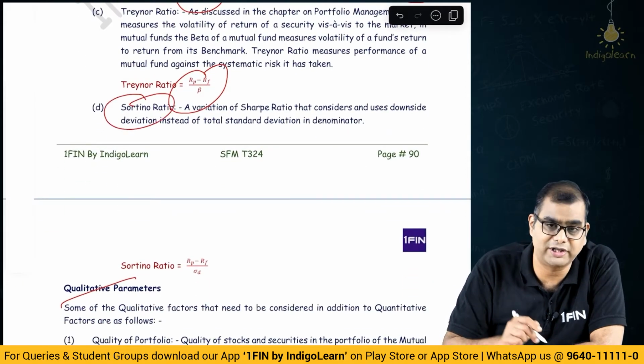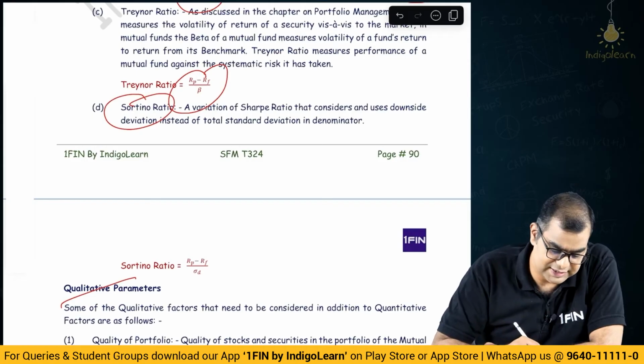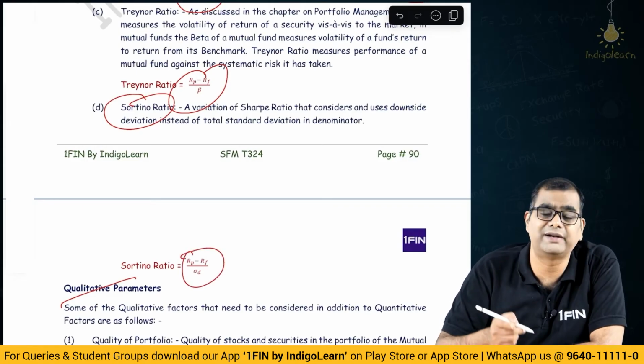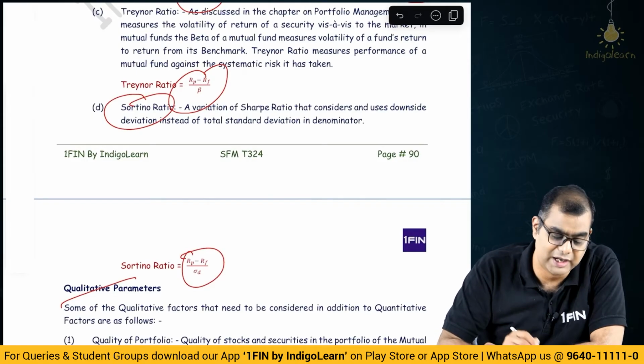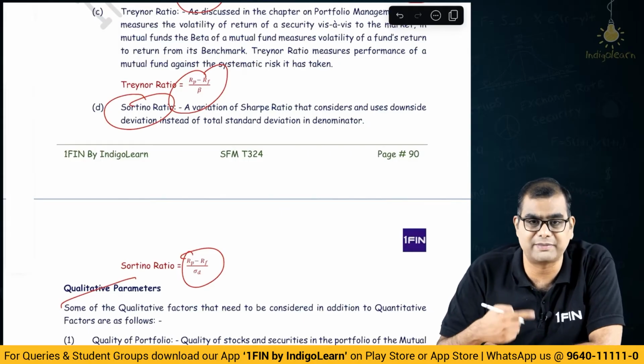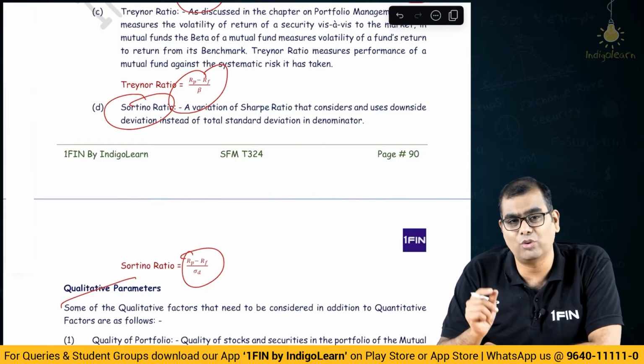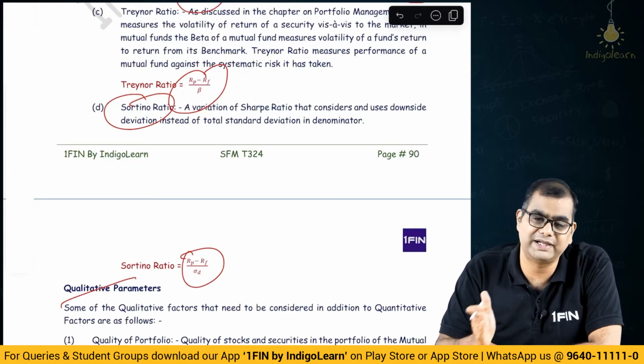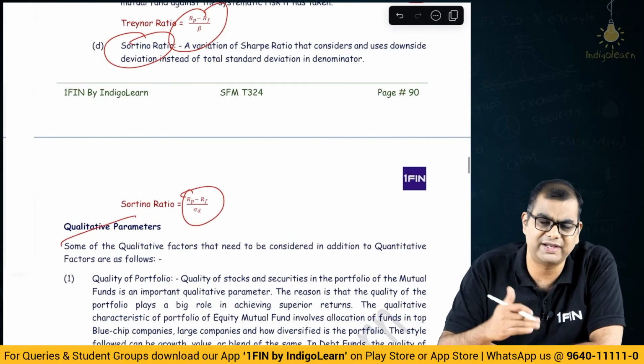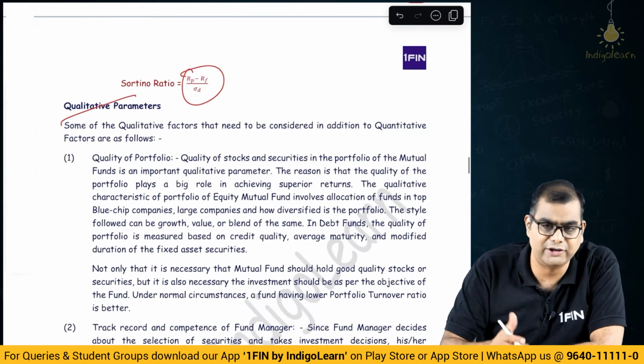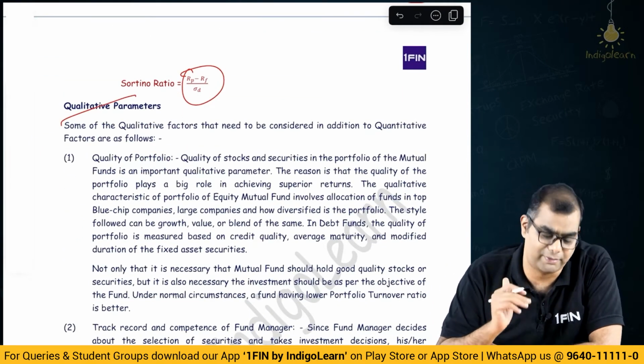And finally, you have something called the Sortino ratio, which you are learning afresh now. This is basically return on the portfolio minus risk-free rate divided by the downside deviation. You are not using total standard deviation, which covers both systematic and unsystematic risk, but you are taking only the standard deviation on the downside. So you ignore all upside deviations and look only at downside deviations. It's a very different way of evaluating a mutual fund. And you compare it with other mutual funds and see which one is performing better.